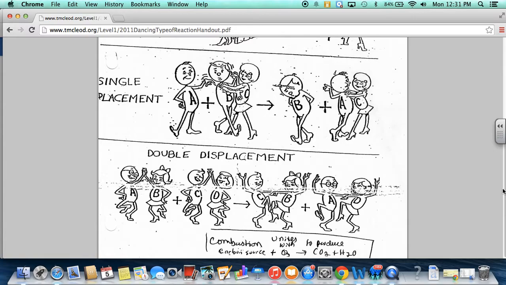Okay, so those are the 5 major types of chemical reactions: synthesis, decomposition, single replacement, double replacement, and combustion. There are more, but at this level, those are the 5 that we're going to deal with.